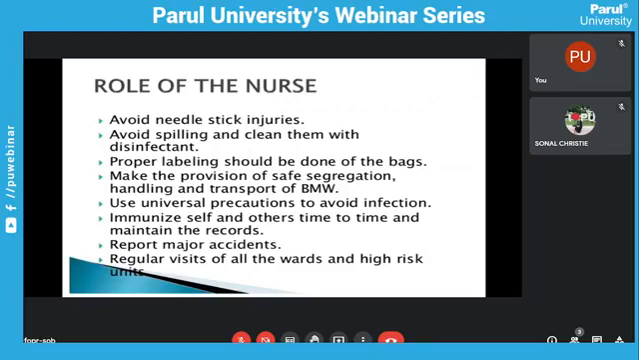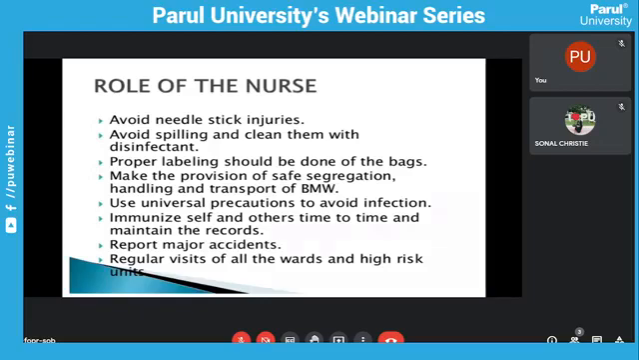Then avoid spilling and clean them with disinfectants. Spilling means accidentally any liquid comes out of containers. If any liquid comes out of a container, then they have to clean it with the proper disinfectants or the proper sterilization process. Then proper labeling should be done on all the biomedical waste bags.